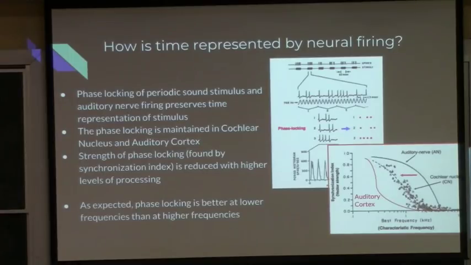The strength of phase locking is determined by the synchronization index. The higher the synchronization index, the more the phase locking. That's what this diagram shows: you have some amount of phase locking all throughout your auditory system, but with higher levels of processing, it decreases. What is the synchronization index and how do you calculate it? He has a calculation for it on his slides. I can show it to you afterwards, but in the interest of time, I really want to move to the next professor, since you have 7 professors. Okay.